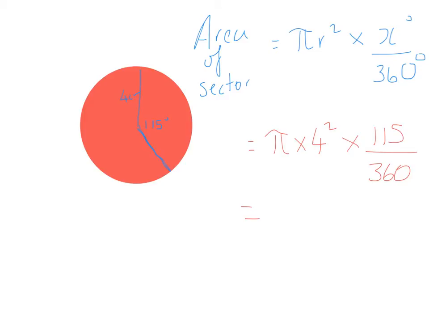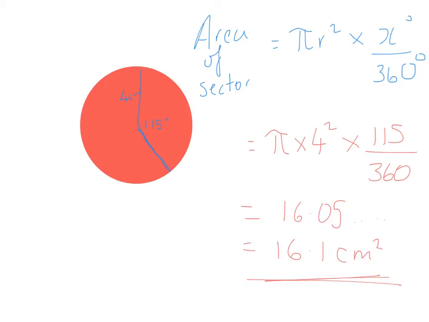And if we just give that a go on our calculators, we should come to the answer 16.05 blah blah blah, which if we round that to one decimal place will be 16.1. If we're calculating the area it's always centimetres squared. Our units always need to be squared when we're talking about area.